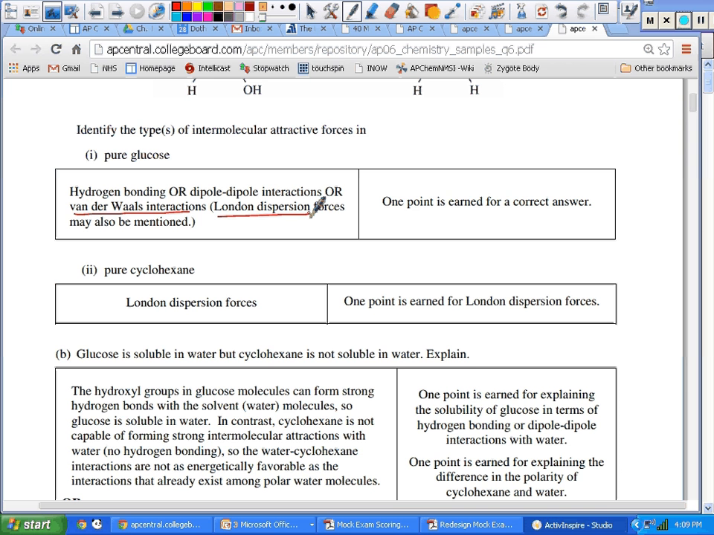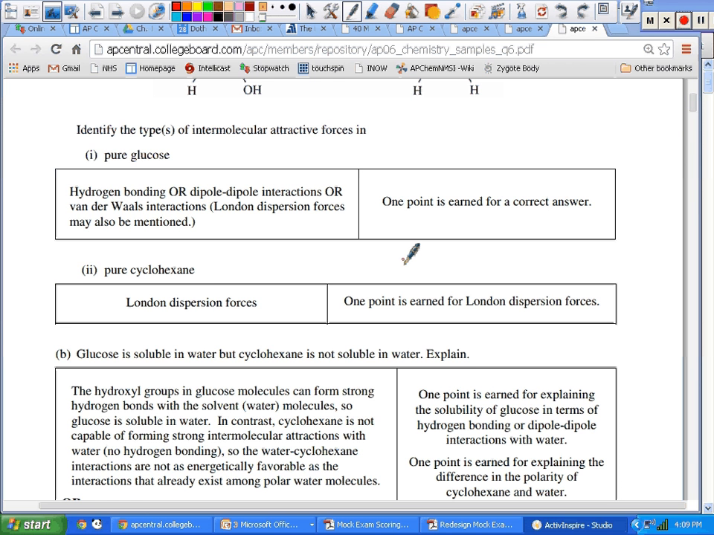Okay, so technically, you could say that pure glucose has hydrogen bonding, or it has dipole, or it has an LDF. So 1 point is earned for what? A correct answer. You could say any one of them. So how dumb is that? Really, they say, what is an intermolecular force? If you list any of the three, you get a point. That is super nice. I personally think that the only answer you should get credit for is hydrogen bonding. Me personally.